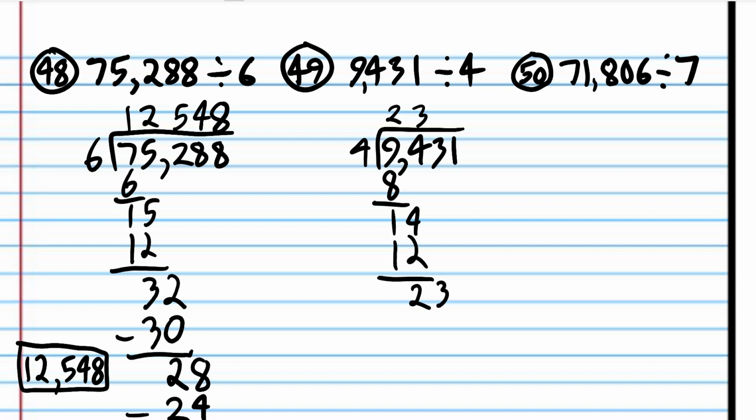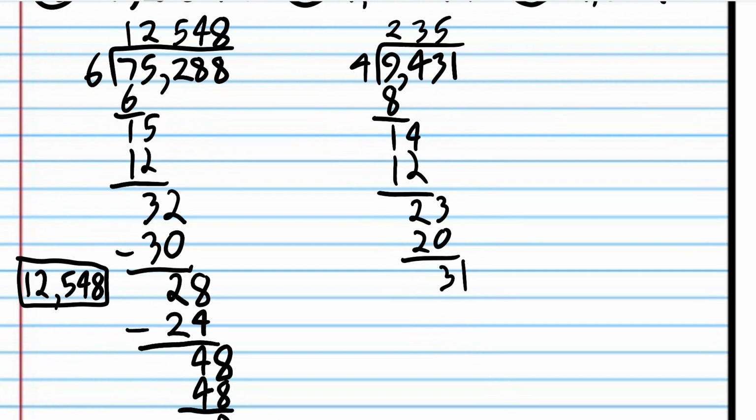How many times is 4 going into 23? It goes 5 times. 4 times 5 is 20. 23 minus 20 is 3. But don't stop. We still have one more number to bring down. Bring down the 1. Remember, we got to keep going. You got to use all these numbers. If you don't use all the numbers, then you're not done, and you'll get the problem wrong.